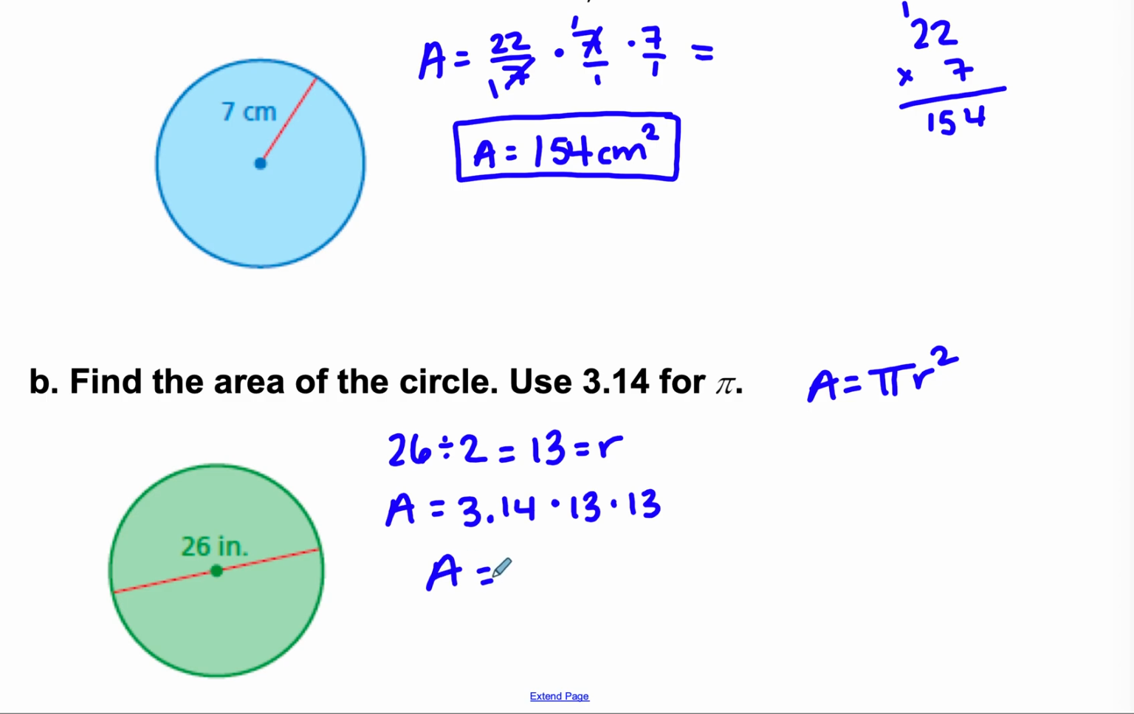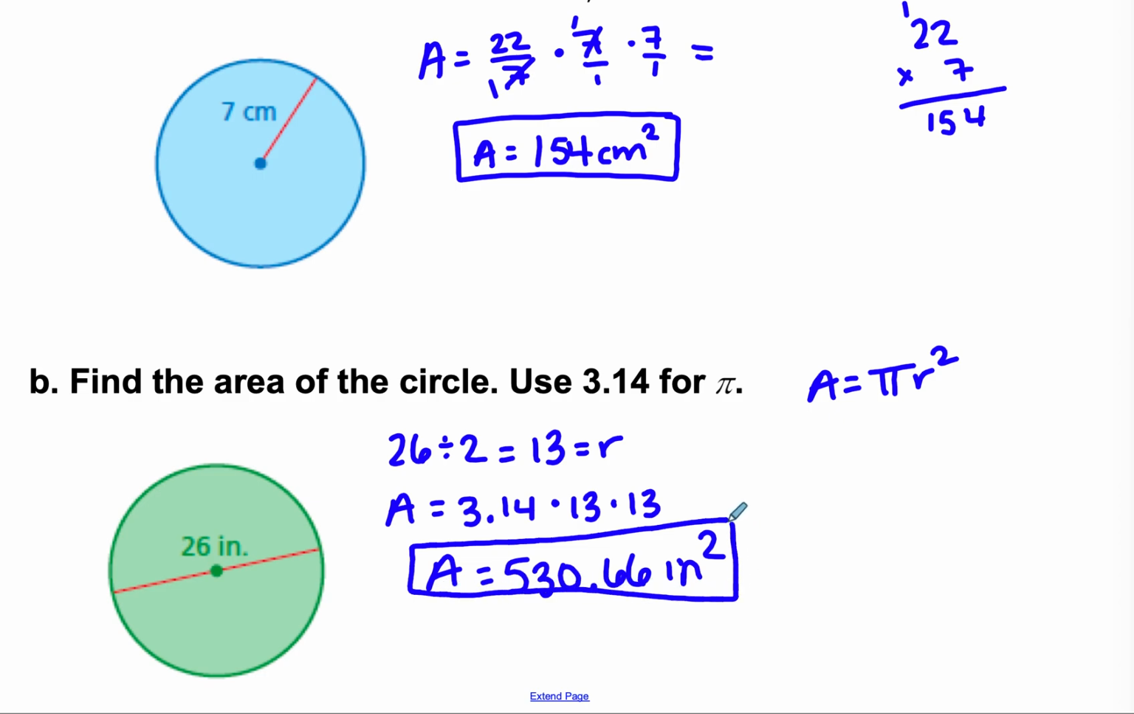All right, so let's see. If I do 13 times 13 times 3.14, I get 530.66 inches squared. Let me just double check, make sure I put that in my calculator right. Okay, good. Always a good idea to double check what you're typing in your calculator.